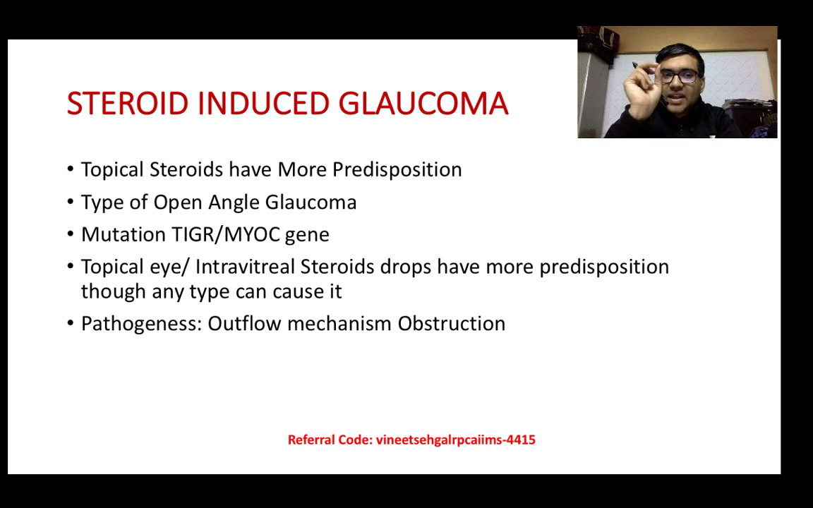It is a type of open angle glaucoma, and a mutation in the TIGR gene or myocilin gene is responsible for it. The basic pathogenesis is that it stabilizes the lysosomes, so outflow mechanism obstruction occurs in steroid induced glaucoma. There is no pupillary block there. This is called a steroid induced open angle glaucoma.